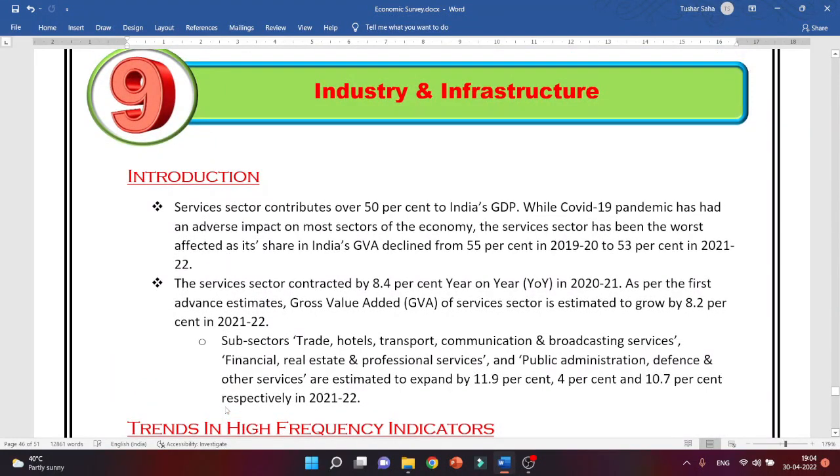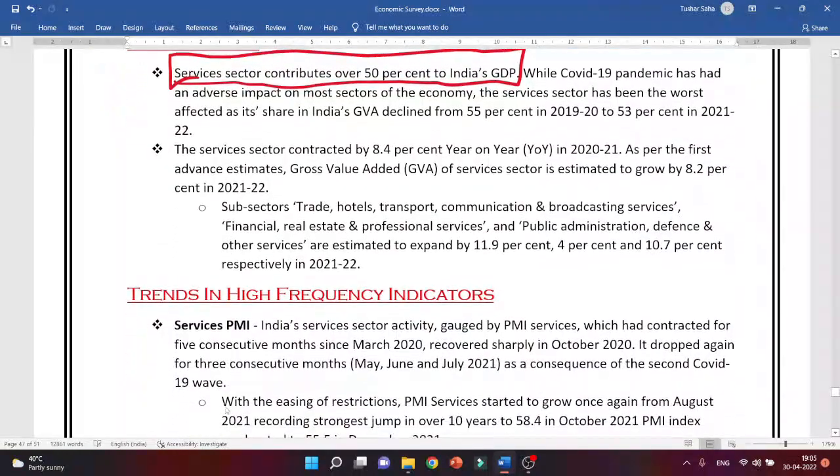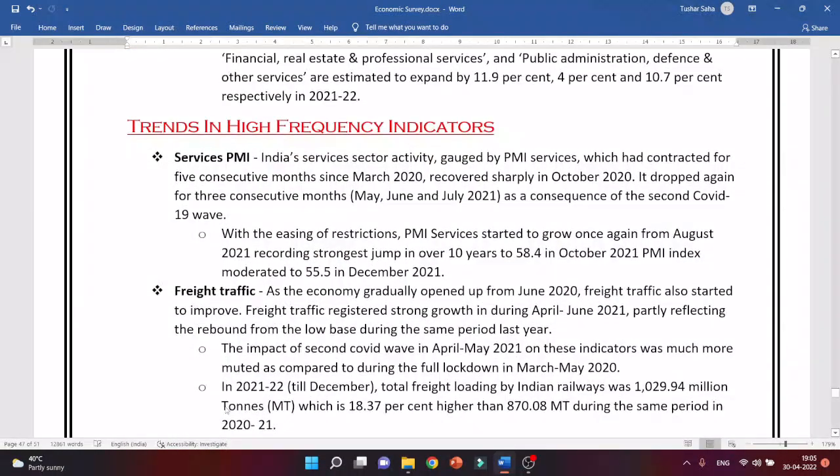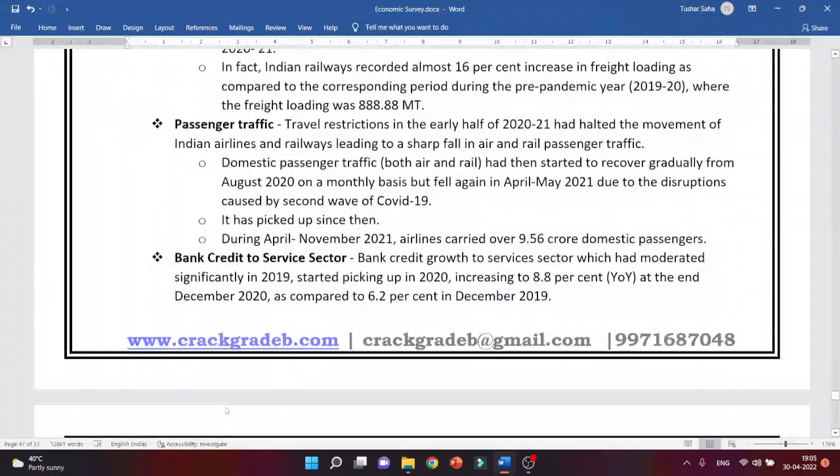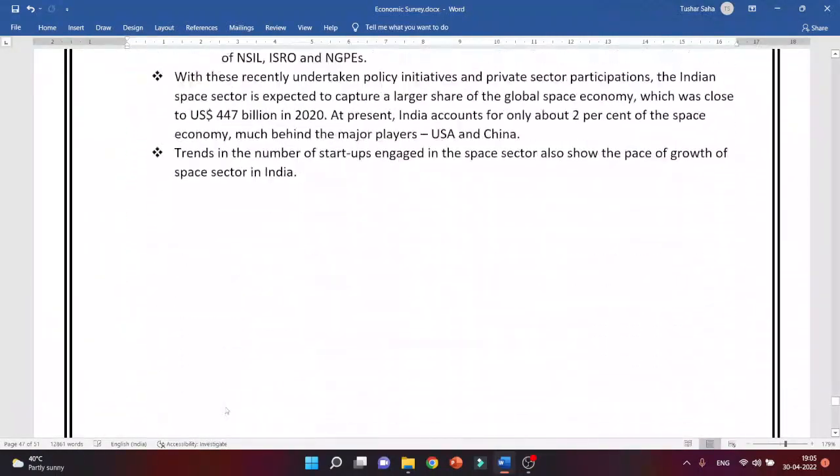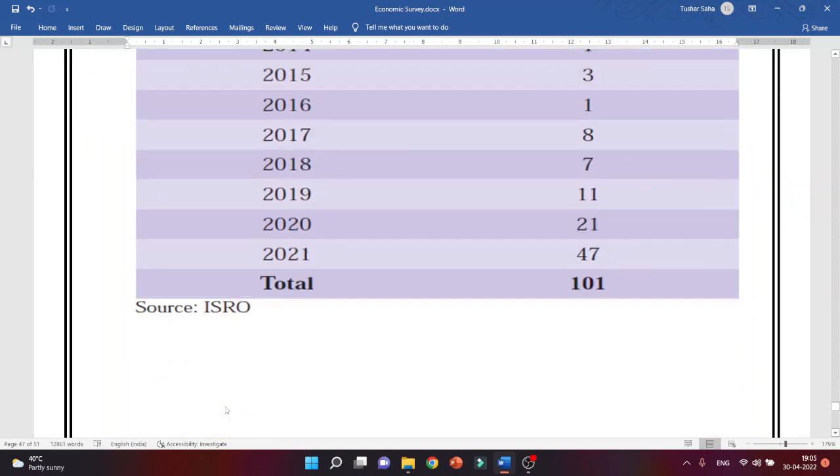Then comes the industry and infrastructure. The first line itself is very important, that the service sector contributes over 50% of India's GDP. Right? What is the percentage of agriculture that we have seen previously? Please do read that. Right? Then the service sector, PMI, freight, traffic, everything. You go through it, you will understand.